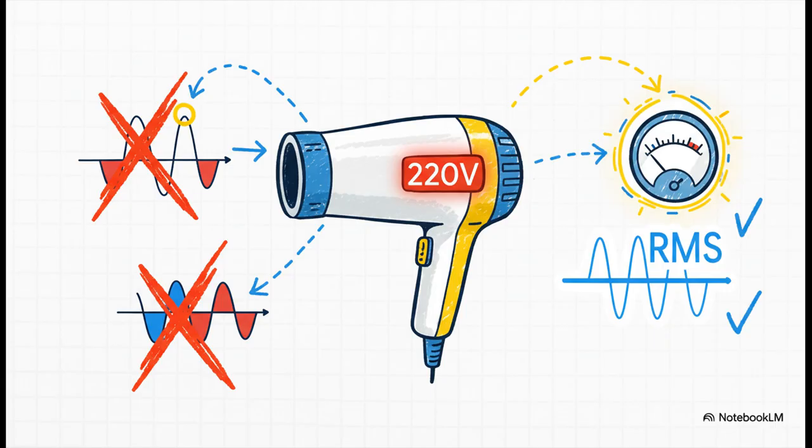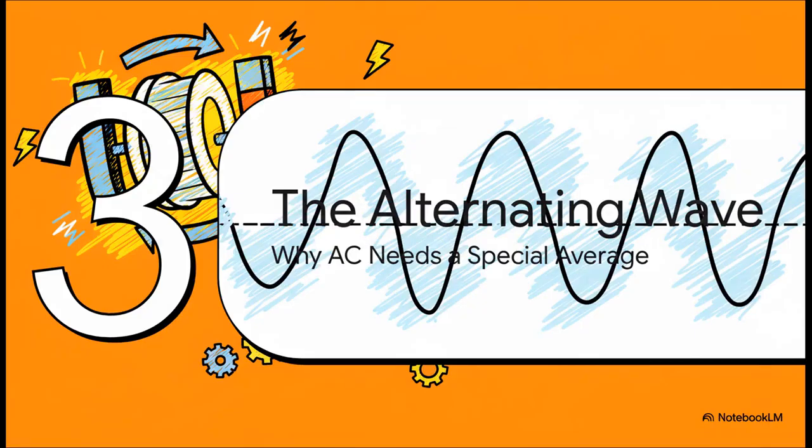It's not the peak, it's not the average, it's the RMS value. It's the effective, work-doing, power-equivalent voltage of the AC in your walls. Okay, but that kind of brings up another question, doesn't it? Why is AC a wave in the first place? Why all this back and forth business? Why isn't it just a nice steady flow?